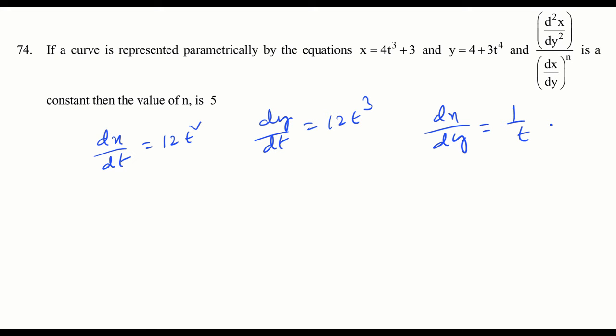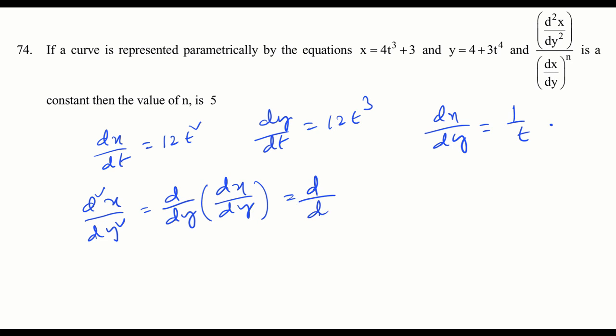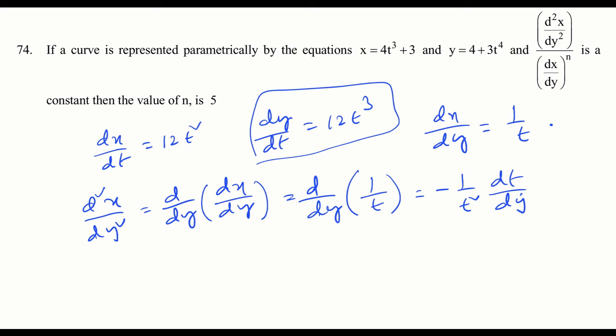Now if you want d²x/dy², it's d/dy of dx/dy, which is nothing but d/dy of 1/t. So I'll have it as minus 1/t² into dt/dy. Now I have dy/dt, so from that I have it as minus 1/t² into 1/(12t³). So this will be minus 1/12 into t⁵.